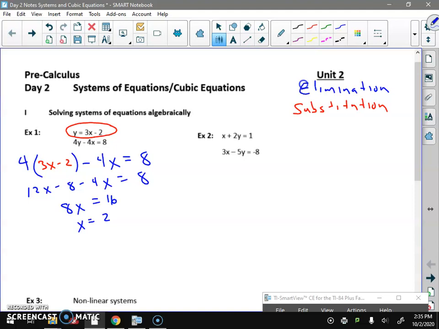I can plug into either one. I would prefer this one, a little bit easier for me. y equals 6 minus 2, which is 4. So the ordered pair where those 2 lines would intersect is (2, 4).